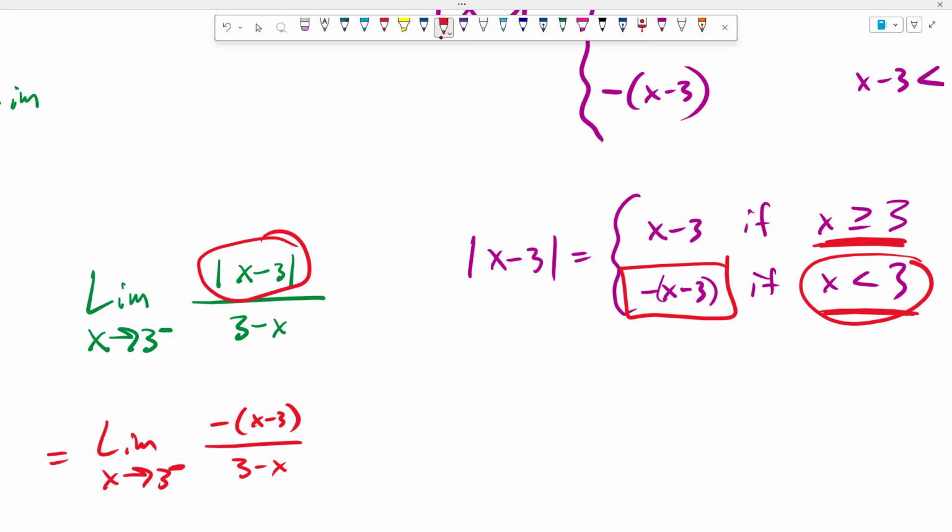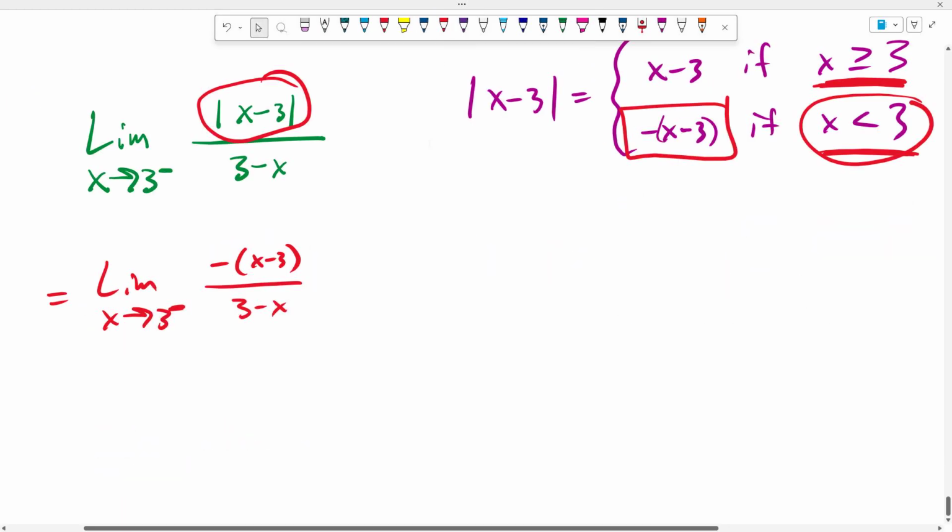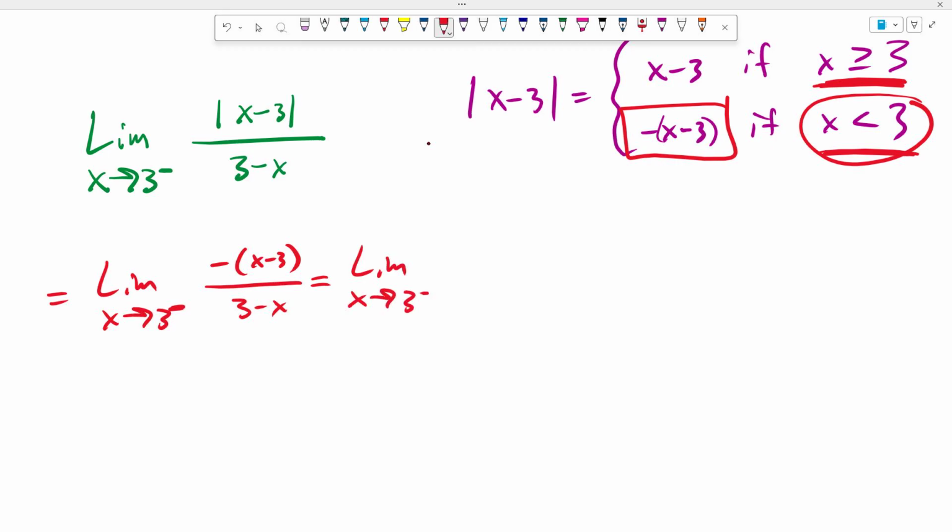Which is the limit as x approaches 3 from the left. I distribute that negative and switch it, we get 3 minus x over 3 minus x, which simplifies to 1. And now let's take the limit as x approaches 3, but from the right-hand side.